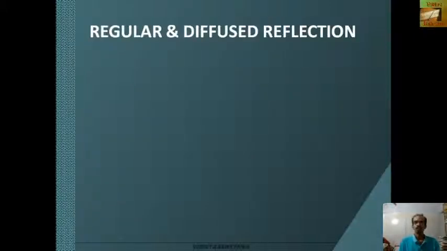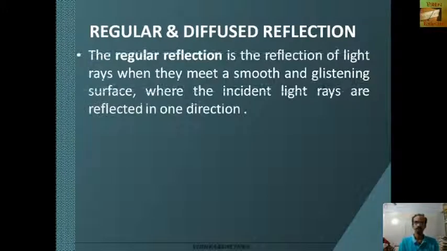Now we can see what regular and diffused reflection are. The regular reflection is the reflection of light rays when they meet a smooth and glistening surface, where the incident rays are reflected in one direction. This occurs in the case of mirrors and polished surfaces. In this case, if parallel rays are incident on this surface, they get reflected as parallel rays.